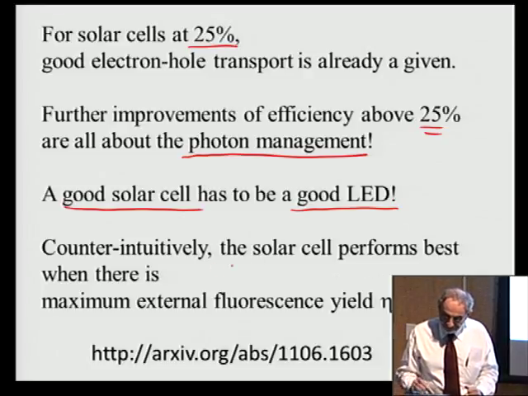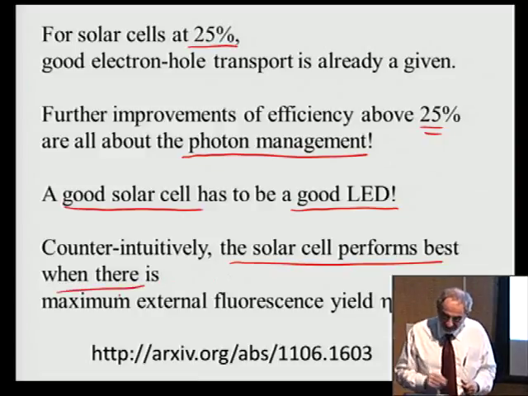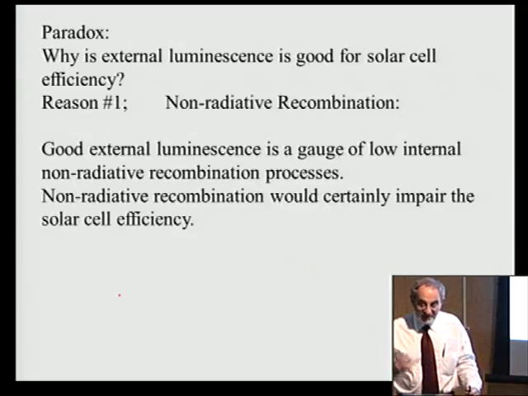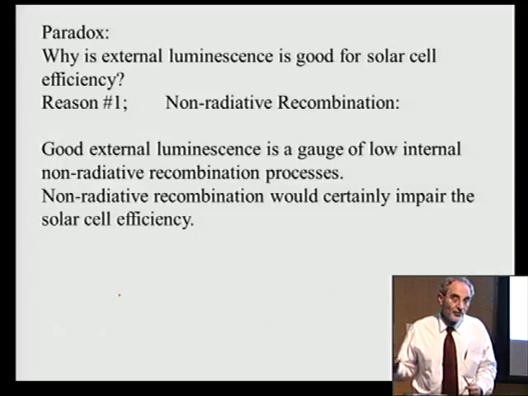Why should the solar cell emit any light at all? It's counterintuitive. It's supposed to be absorbing light. So this is the paradox. So let me try to settle the paradox for you, because I think that is the whole paradox of this field.